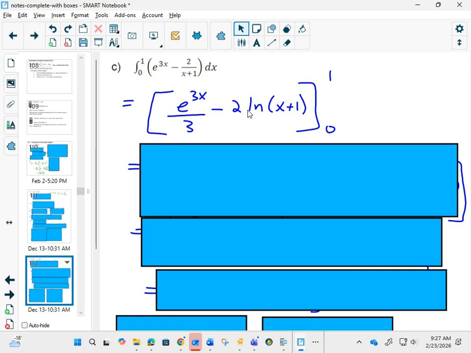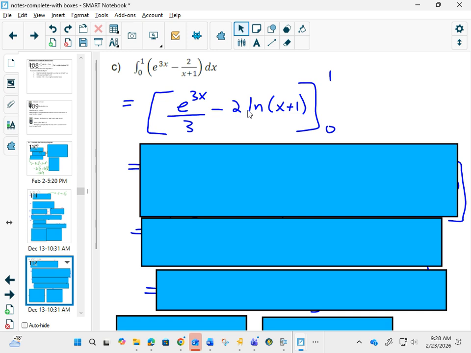The second one would be natural log of x plus 1. It is a function inside, but you see the derivative of the function inside is just 1. So technically you'd have to compensate by dividing by 1, which there's no compensation. So I didn't show anything, but if you wanted to, you could draw a line here and divide by 1 to show that you knew that there was a chain rule and you divided it.